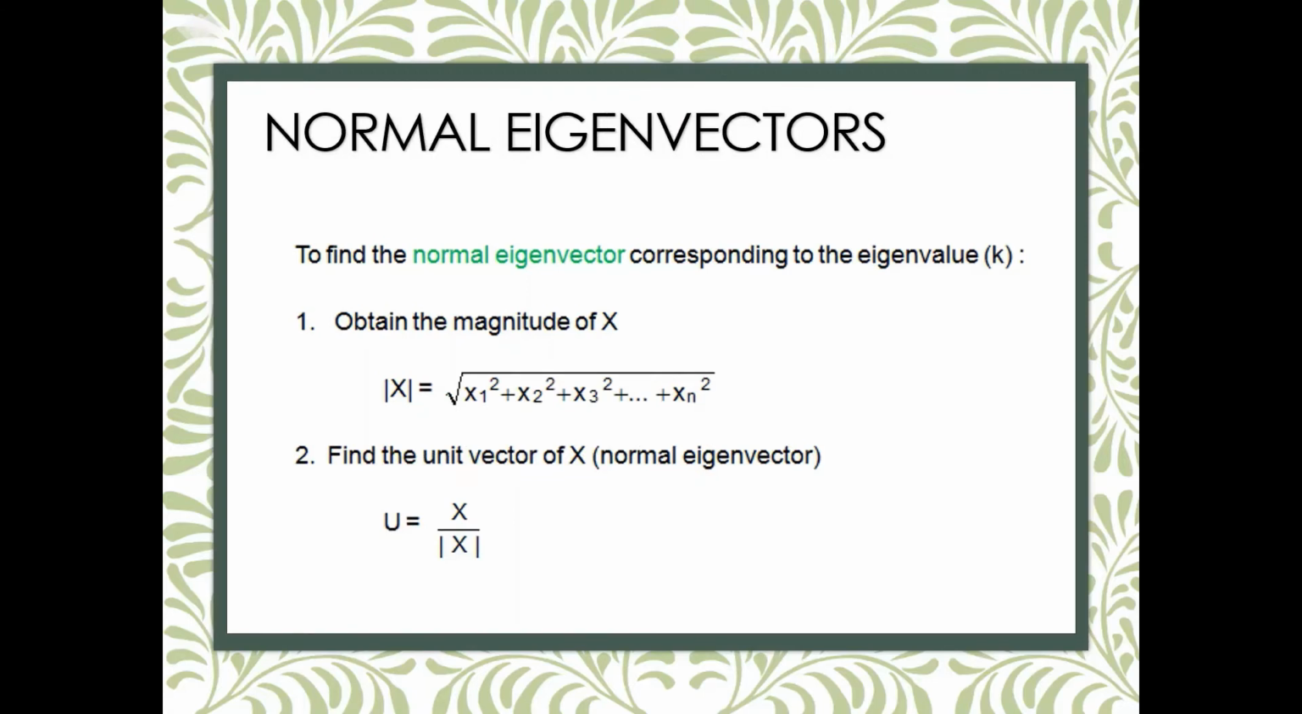Normal eigenvector refers to the unit vector of the eigenvector x, which can be determined using the formula x over its magnitude. The magnitude of x, which is denoted by modulus x, refers to the length of the vector, and it is obtained from the following formula, that is the square root of the sum of the elements squared.